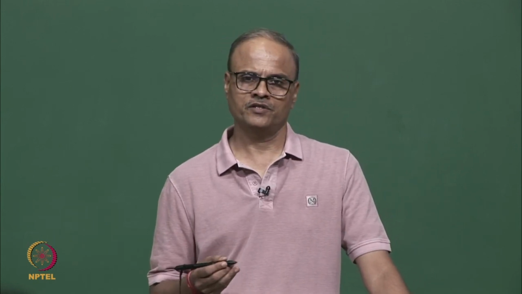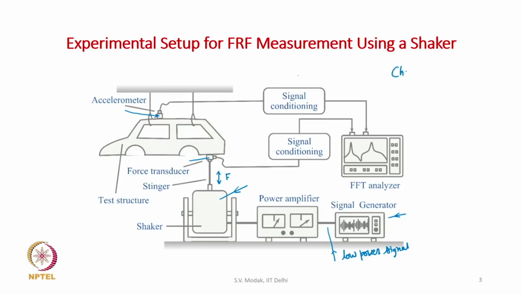If we have charge type transducers, the accelerometer and the force transducer, if they are of charge type, then we require signal conditioners in the form of charge amplifiers, in order to convert the charge signal into a voltage signal, and then they are fed to the FFT analyzer.